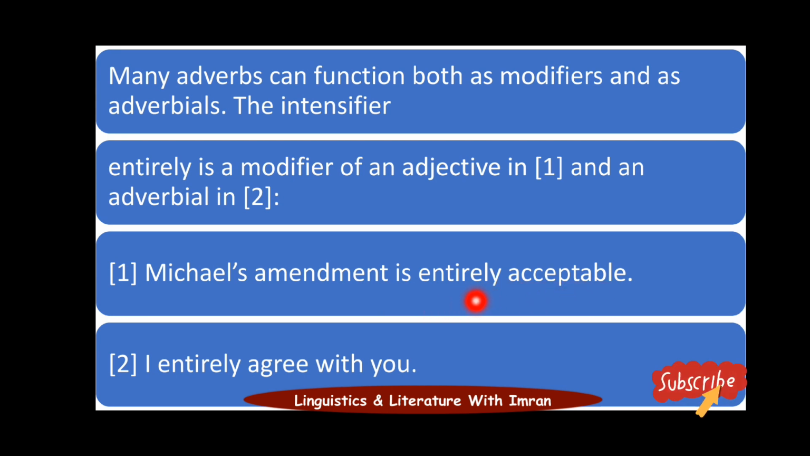You can see that here it is used as a modifier and as an adverbial also. You can say Michael's amendment is acceptable, or you can say that Michael's amendment is entirely acceptable. If it is used as a pre-modifier, then it is an adverb phrase. And if you take it as an adverbial, then it is not an adverb phrase. Then it is only an adverbial.